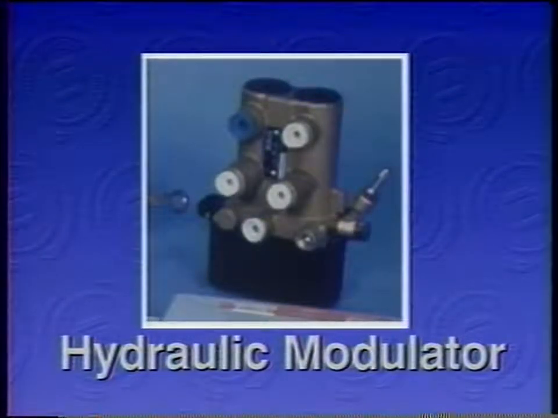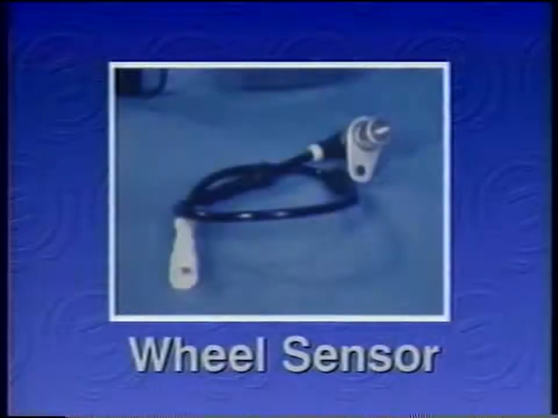The hydraulic modulator has 4 3-way solenoid valves, which control each circuit independently during anti-lock braking. This permits greater rear brake control than is possible with 3-channel systems such as Bosch 2. There's a wheel sensor at each wheel.